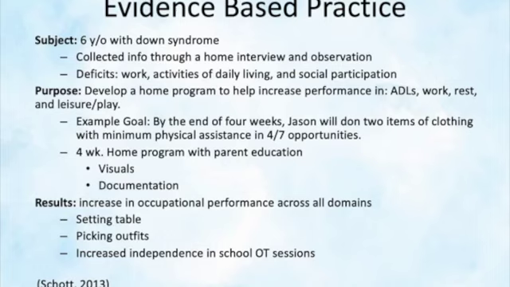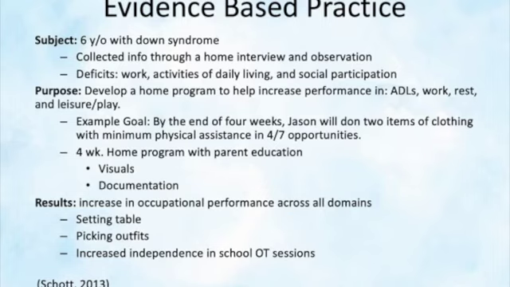So here they were looking at a way to develop a home program to increase performance in ADLs, work, rest, leisure, and play. With this home program, they started out by listing a whole bunch of different goals. These goals touched on a lot of different things like being more independent in therapy, contributing to more chores at home, and being able to dress himself before going to school. One of the example goals was: by the end of the 4 weeks, Jason will don 2 items of clothing with minimum physical assistance in 4 to 7 opportunities.